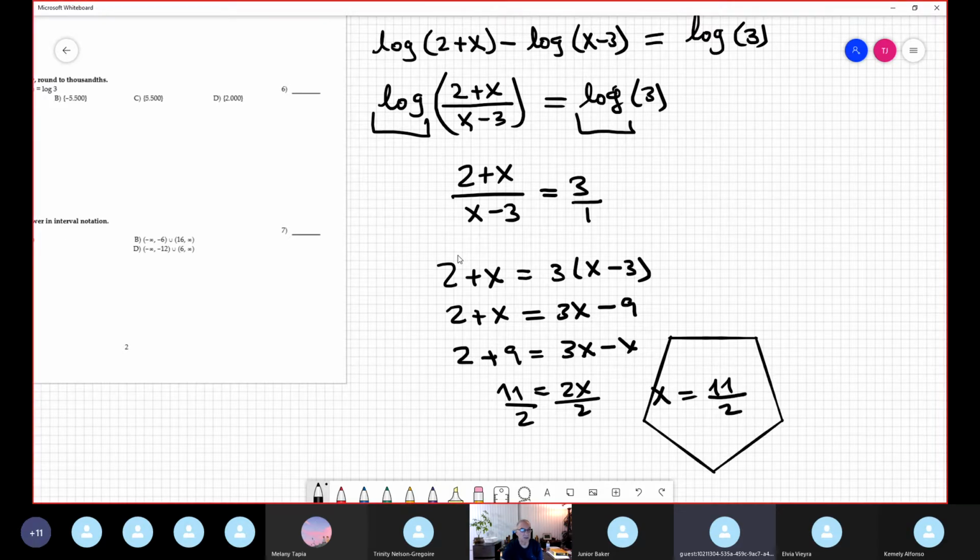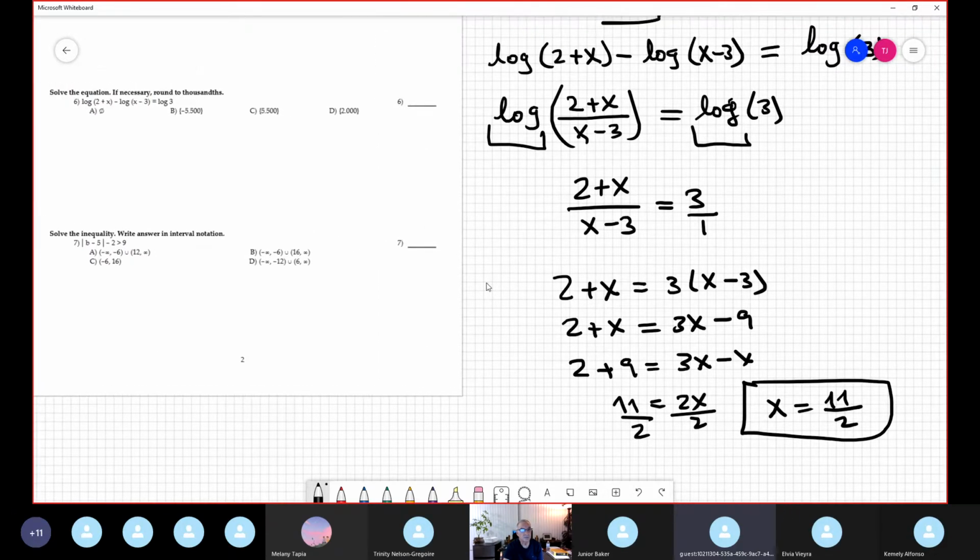I have no idea if it's good or not. Well, yes, it's in decimal. 11 over 2 is 5.5. Is this the answer? Boom. Okay, you put in the calculator 11 divided by 2, decimal, 5.5. Super good.